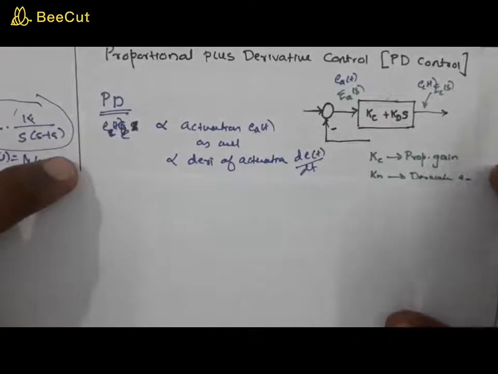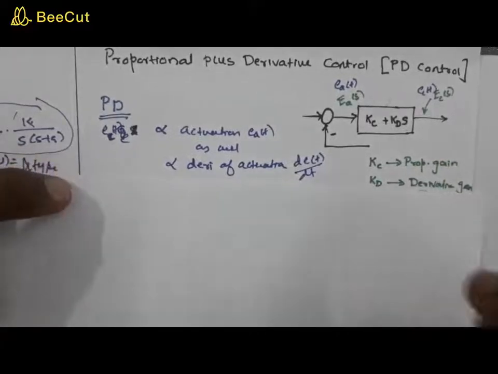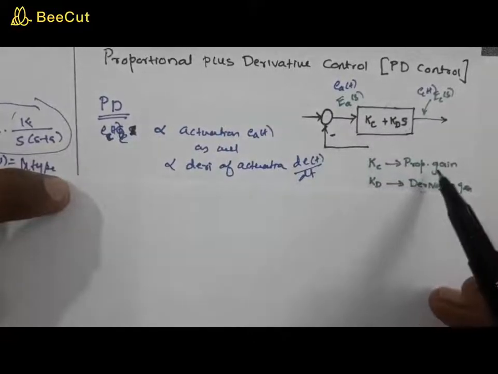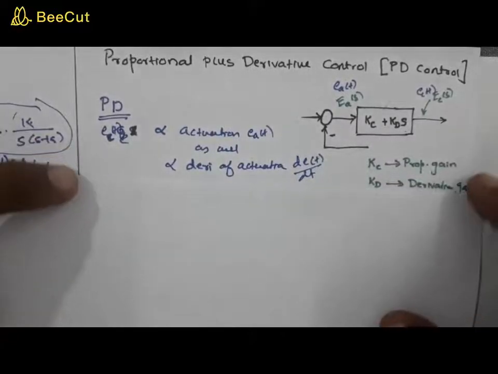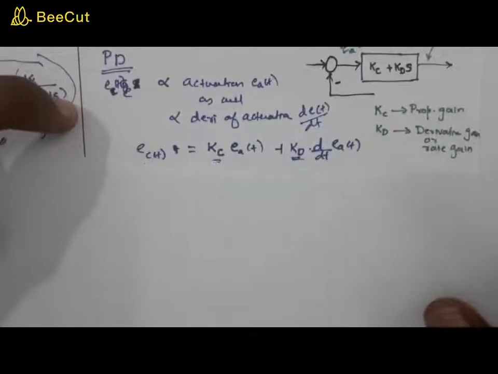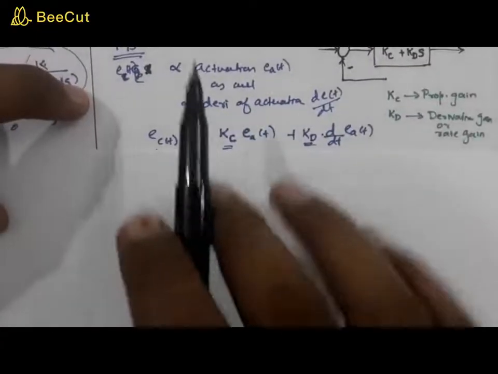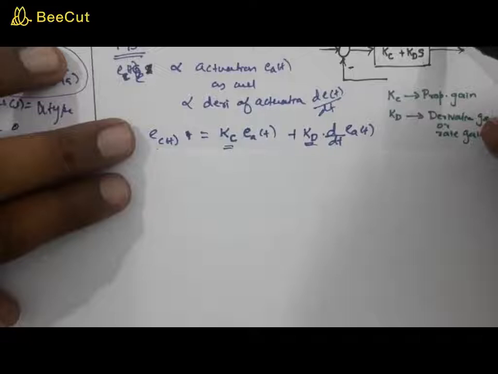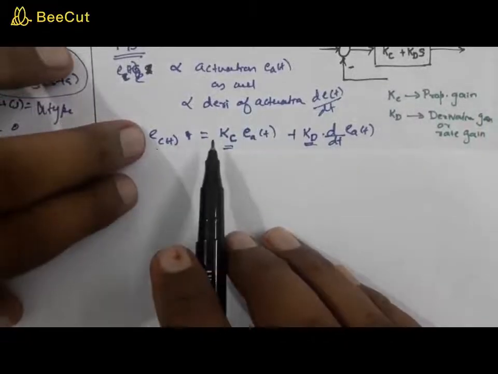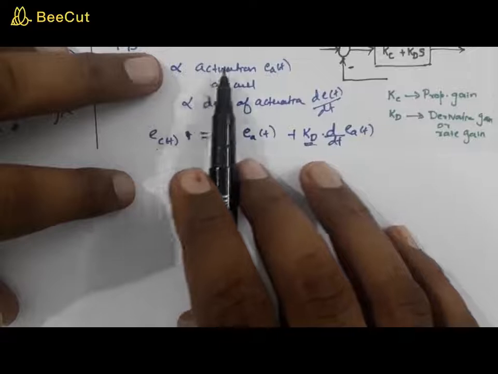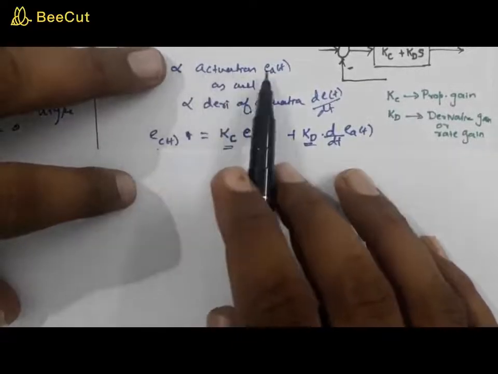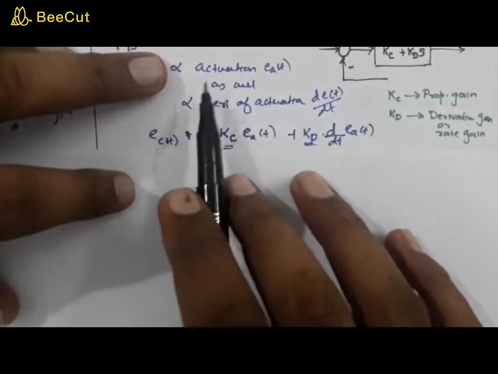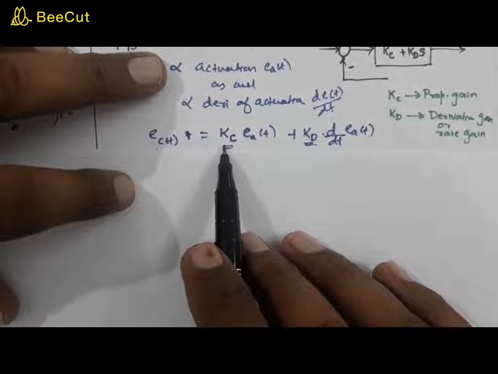So what are Kc and Kd? We have already seen: Kc is the proportional gain, and Kd is the derivative gain, also called the rate gain. From the definition of proportional plus derivative, you can write the time domain equation. The control signal is the sum of a term proportional to the actuating signal and a term proportional to its derivative. So when we equate, we need to put in the proportionality constants, which we have already defined.